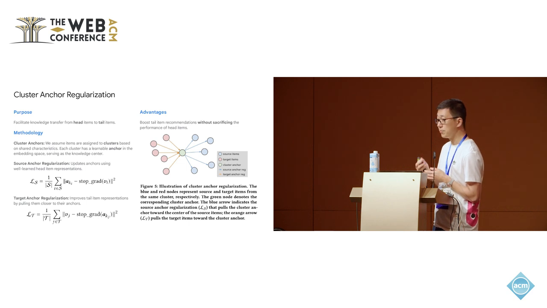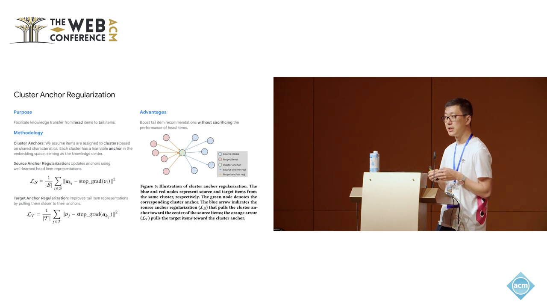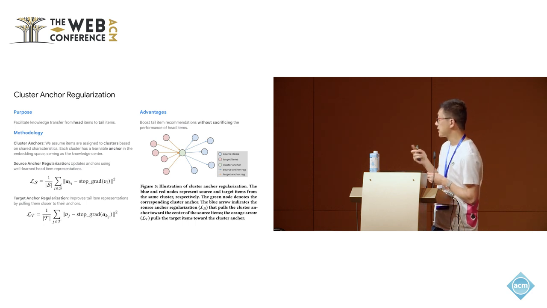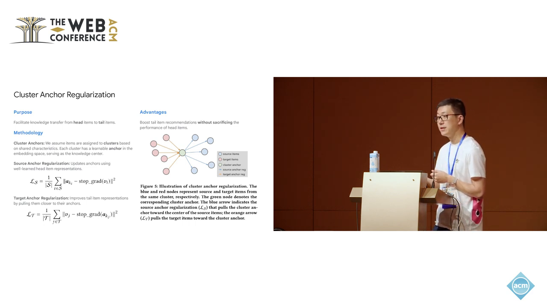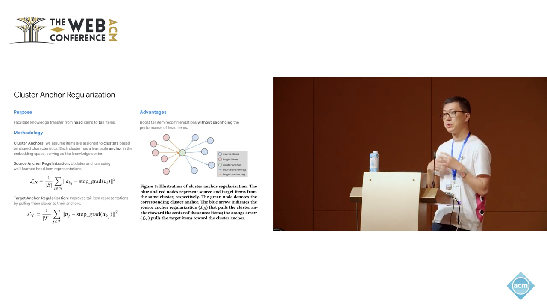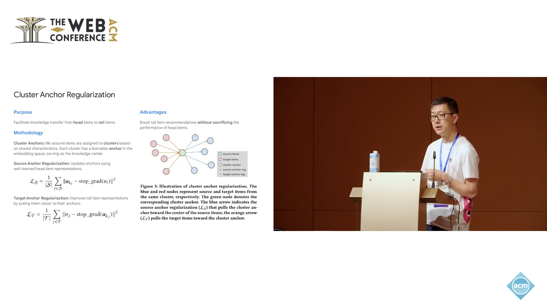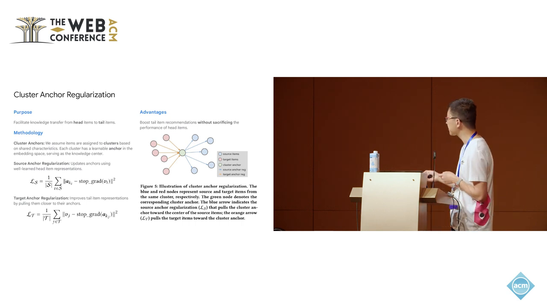The second part is how to make use of this cluster anchor. Similarly, for any tail item embedding V, we find its corresponding cluster anchor embedding A, and define an L2 distance between them. Note that this time, we have a stop gradient applied on the cluster anchor. That is, we only want to transfer knowledge from the anchor to the tail items, but we do not let the tail item affect the cluster anchor. This is how we achieve one-directional knowledge transfer from head items to tail items.